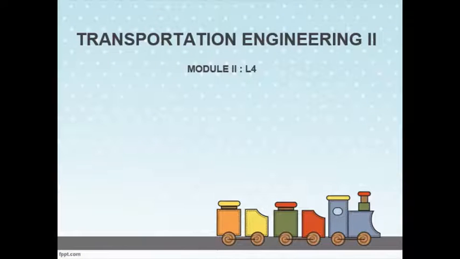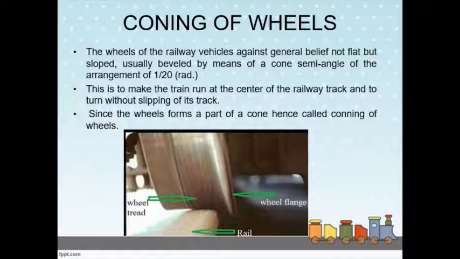So, in this lesson, we will be discussing coning of wheels. The flanges of wheels are never made flat, but are in the shape of a cone with a slope of 1 in 20. The coning of wheels is mainly done to maintain the vehicle in the central position with respect to the track. Coming to the definition of coning of wheels.